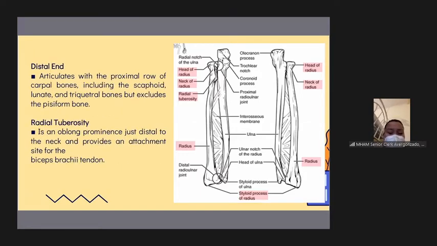The distal end of your radius articulates with the proximal row of the carpal bones, including the scaphoid, lunate, and the triquetral bones, but excludes the pisiform bone. Your radial tuberosity is an oblong prominence just distal to the neck and provides an attachment site for the biceps brachii tendon.